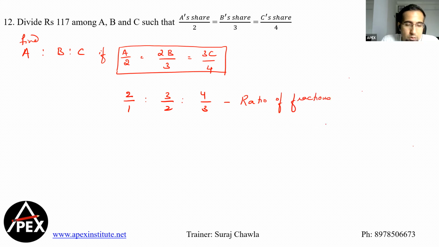Ratio of fractions will be nothing but multiplying this with 6, because the LCM of the denominators is 6, multiplying this with 6 and multiplying this with 6. So you get 6 twos are 12, this is 9, and this is going to be 8. Most of you are correct. The answer is 12 is to 9 is to 8. Clear, guys? Moving forward now.